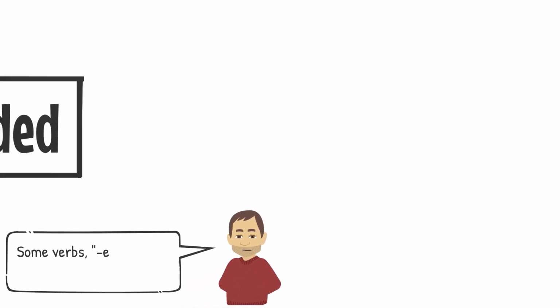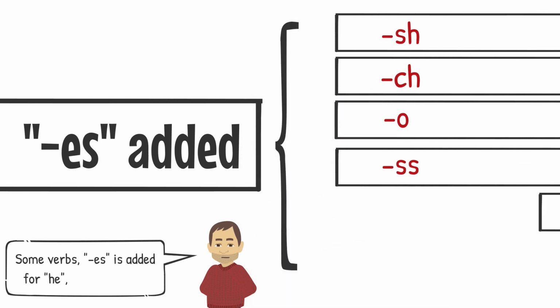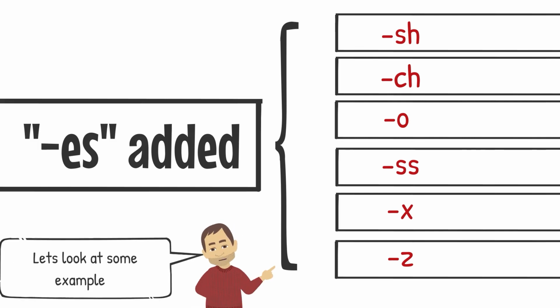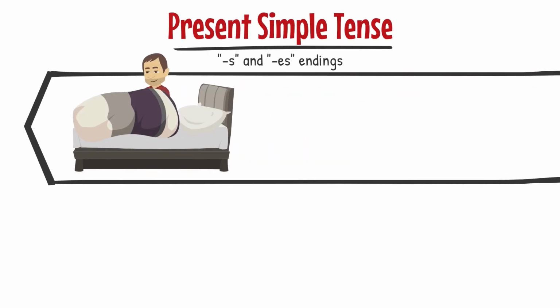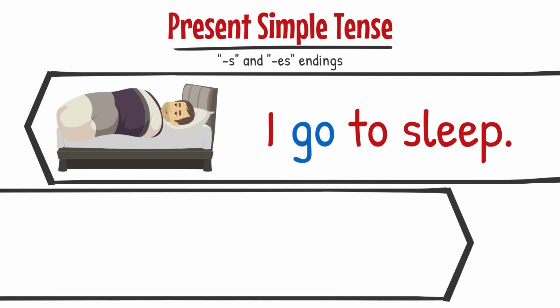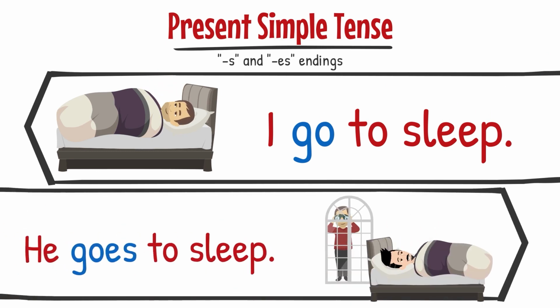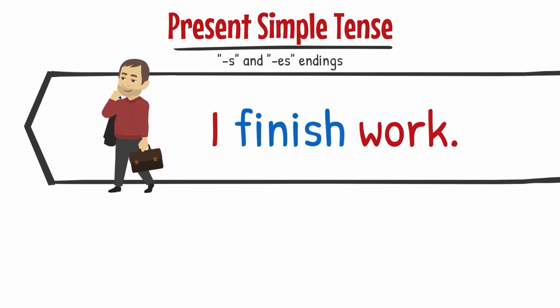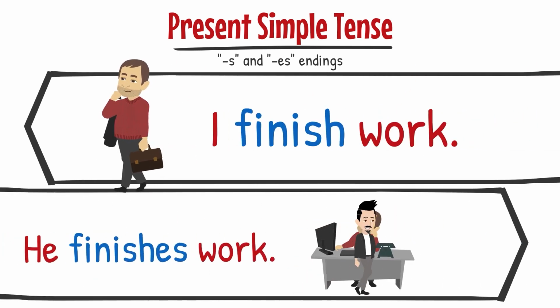With some verbs, es is added for he, she, and it. These endings are sh, ch, o, ss, x, and z. Let's look at some examples. I go to sleep. He goes to sleep. I finish work. He finishes work.